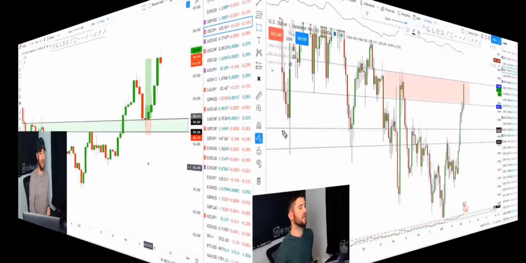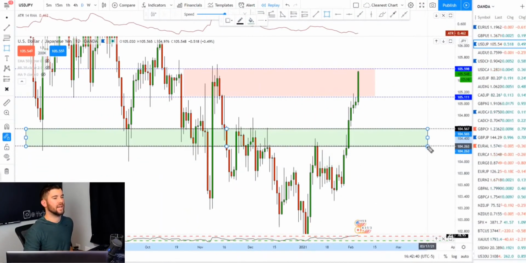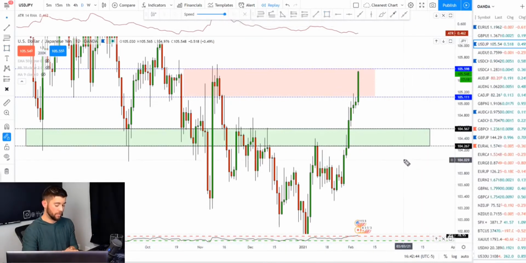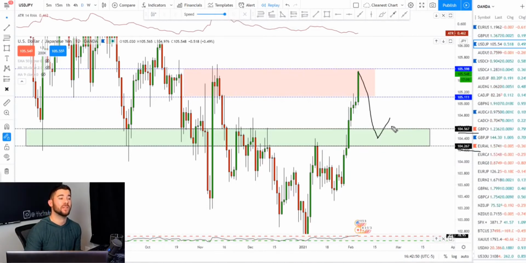Right in this level is an area I see as major support for this market. So if we get a pullback, a heavy one, into this zone between 104.56 and 104.26, I'll be looking there for possible double bottoms to push this market higher.